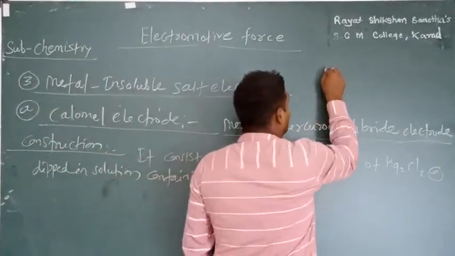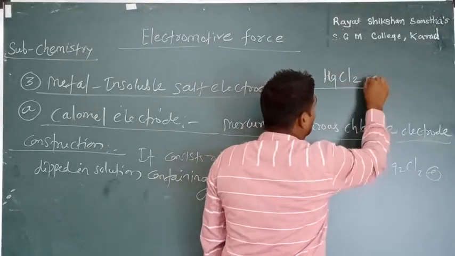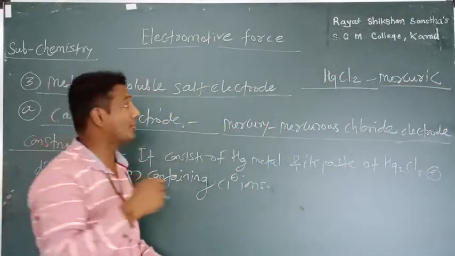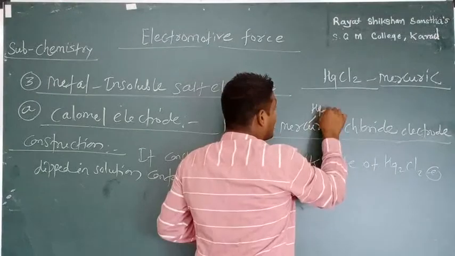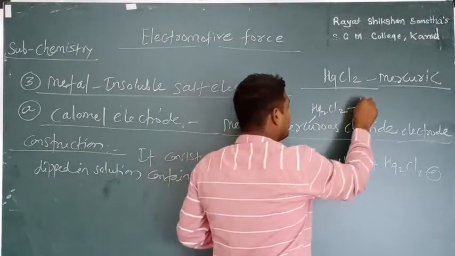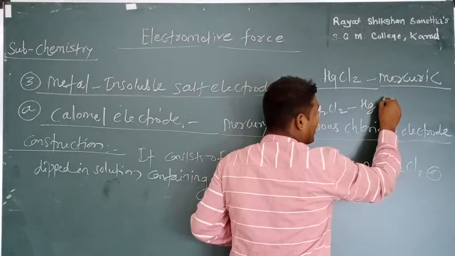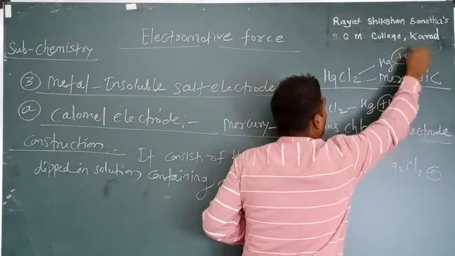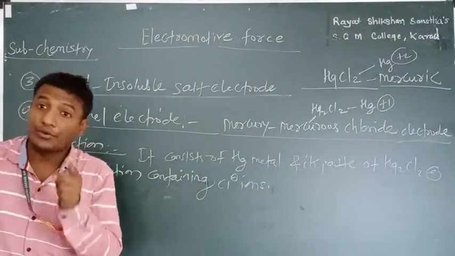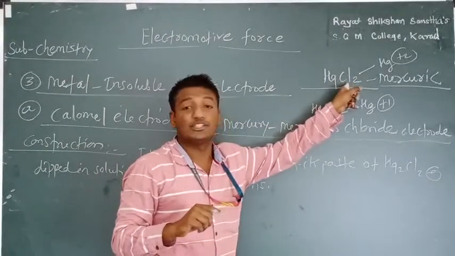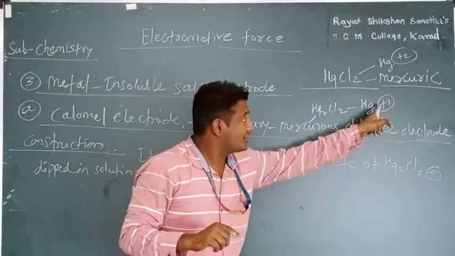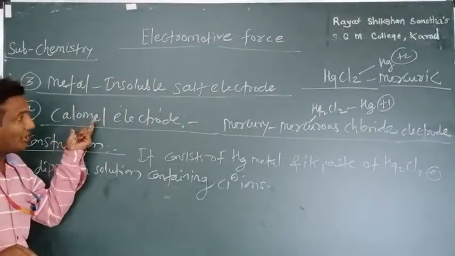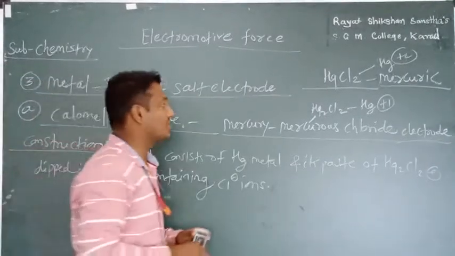What is the formula of mercury chloride? HgCl2. This is mercury chloride. Don't get confused between mercurous and mercury. Mercurous means Hg2Cl2, because in this the oxidation state of Hg is +1 and here the oxidation state of Hg is +2. So this is the difference. Mercuric has +2 oxidation state, HgCl2, and mercurous has +1 oxidation state, Hg2Cl2. So that is why it is called calomel, the paste of mercury with mercurous chloride.